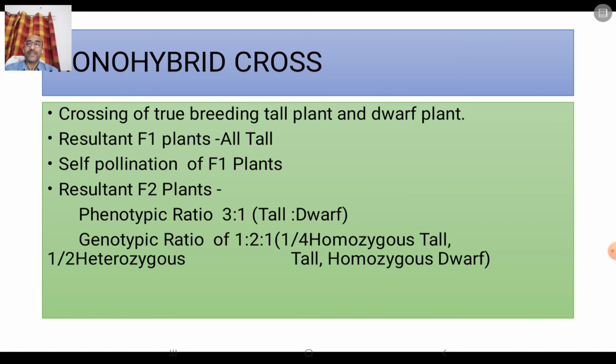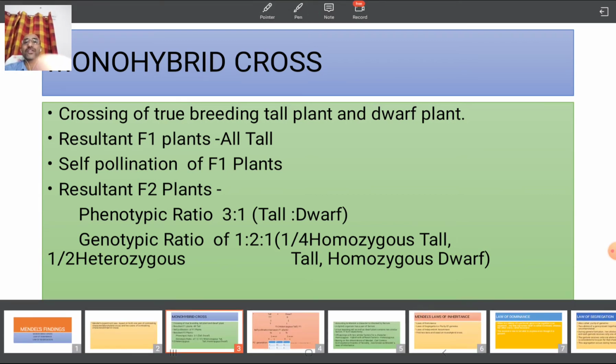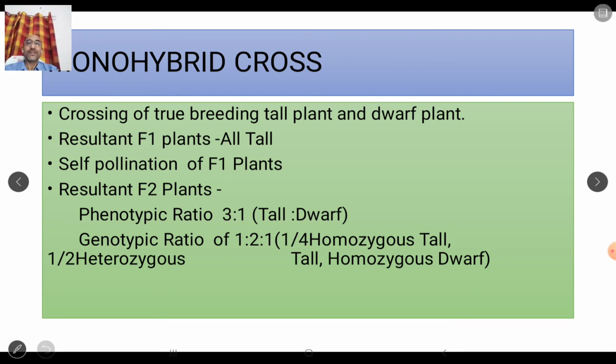In the monohybrid cross, Mendel crossed a true breeding tall plant with a dwarf plant. True breeding tall plant means it was denoted as homozygous tall, isn't it? Homozygous tall, capital T, capital T. He crossed it with a homozygous dwarf plant. Both of them were true breeding. Got it? So in the F1 generation, what did he get? Now he got a heterozygous tall plant. The plants that he got were all tall in the F1 generation.